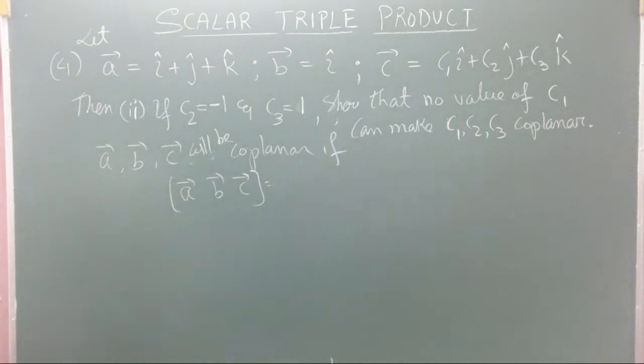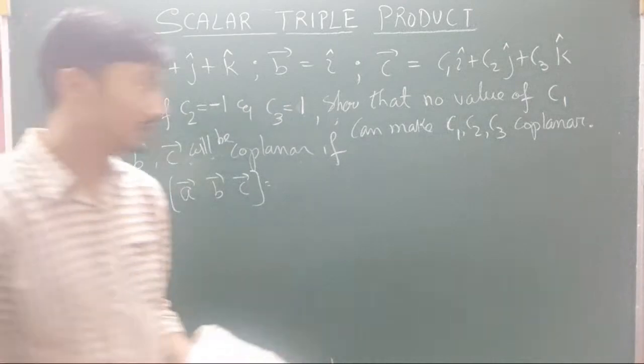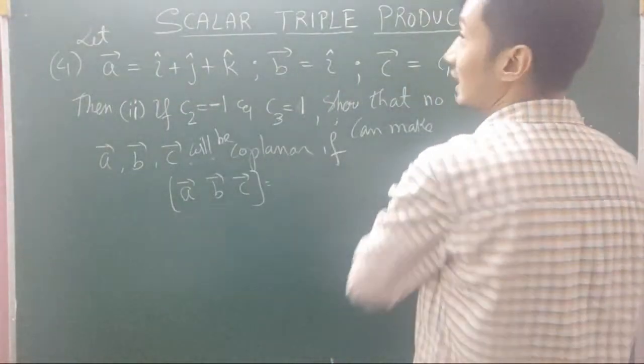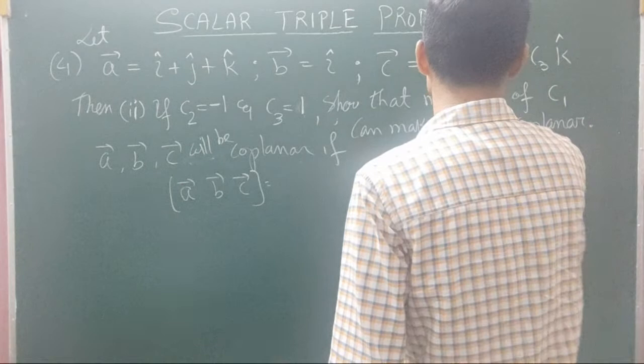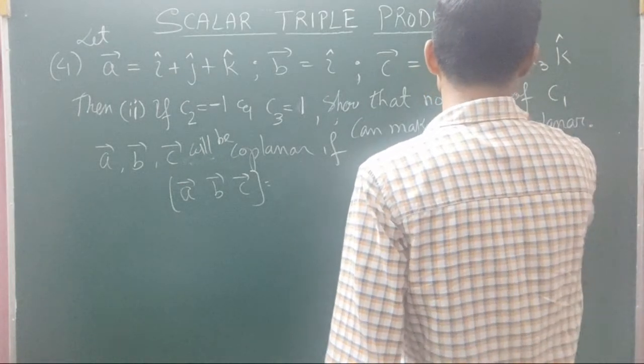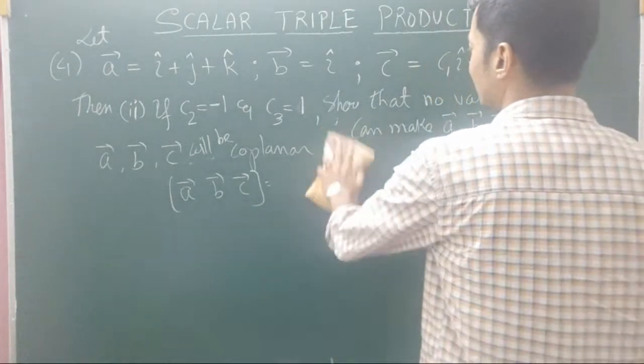Vectors A, B, C are coplanar, so that no value of C1 can make A, B, and C coplanar. I was thinking of that particular person. Okay, so that C1, so that none of the vectors would be coplanar.